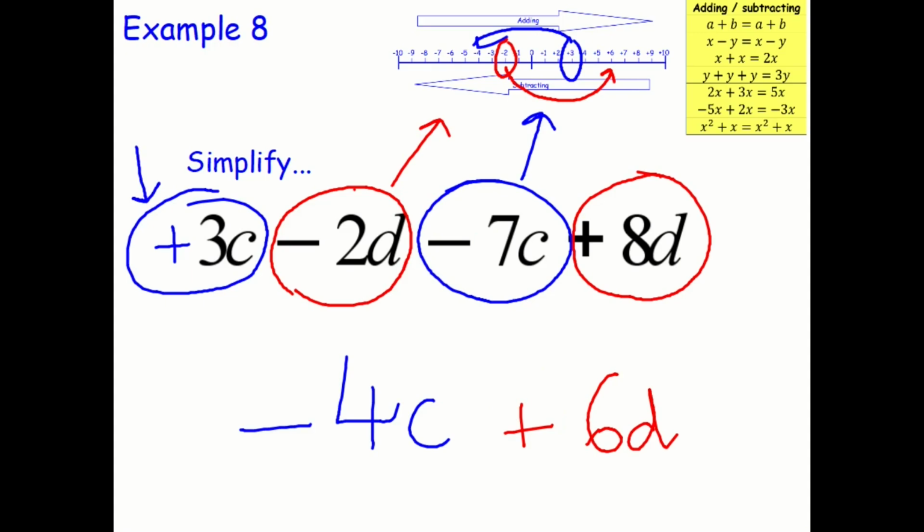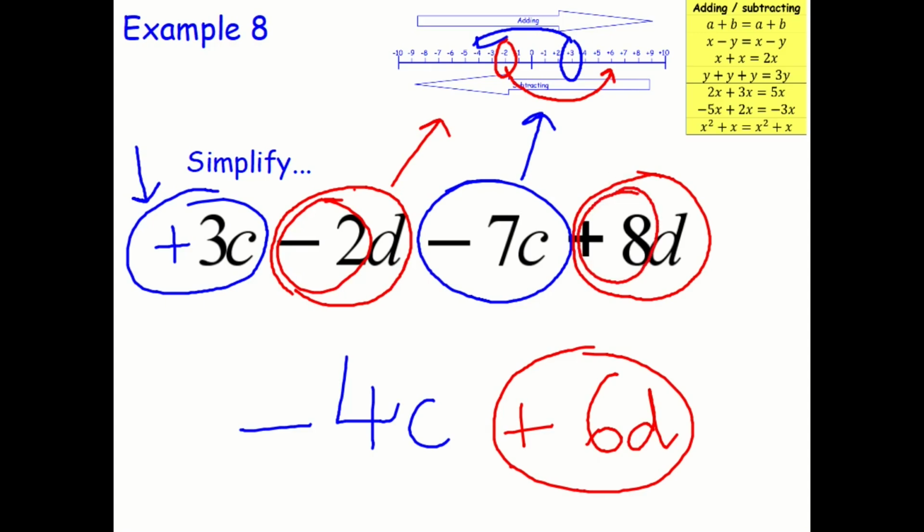It is whatever is attached to this bit here. So whatever that d is, which we've got from doing minus 2 plus 8, if that takes you into the positives, then that is what you put. You put that as a positive.